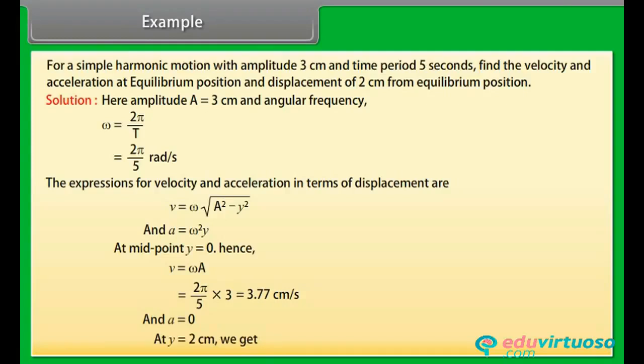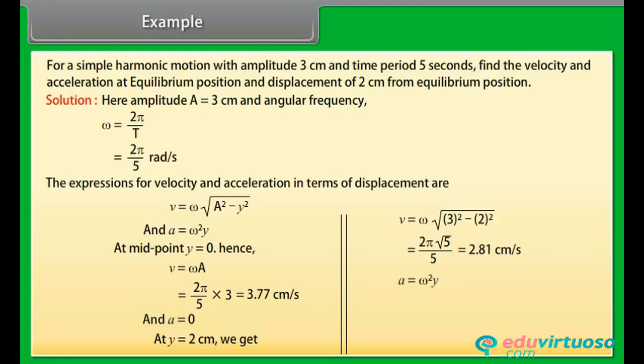At y = 2 cm we get v = (2π/5)√5, which is equal to 2.81 cm per second. a = ω²y = (2π/5)² × 2, which is equal to 3.16 cm per second square.